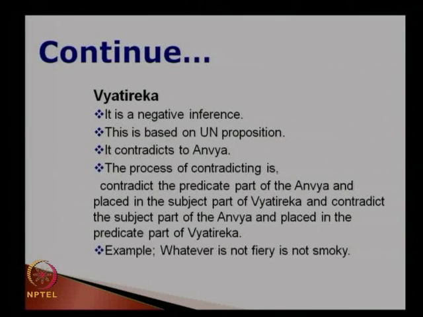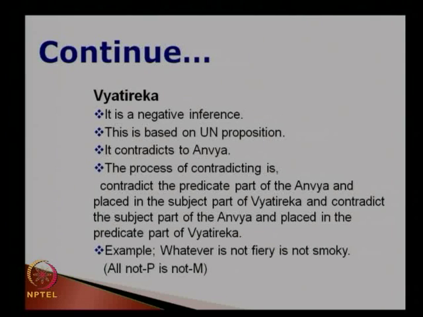In the case of Vyatireka, as I say, it is a negative inference. This is based on universal negative propositions. In the case of Anvaya, it refers to a universal affirmative proposition where the subject part is distributed. But here it is a universal negative proposition. It contradicts Anvaya. The process of contradicting means the subject of the Anvaya will be placed in the predicate of the Vyatireka in a contradicted form, and the predicate of the Anvaya is contradicted and placed in the subject of Vyatireka. So there I have given all M is P.